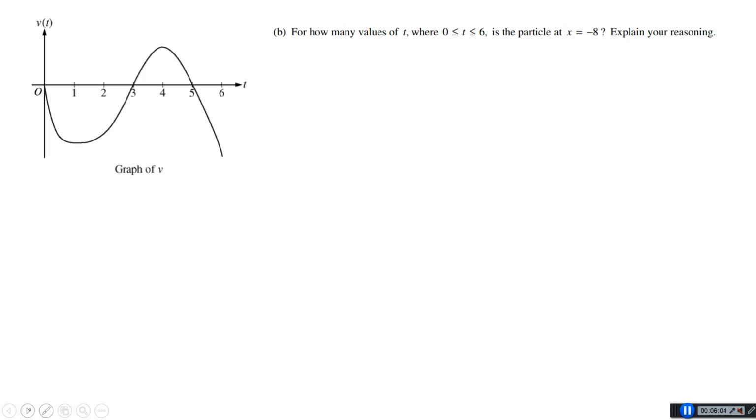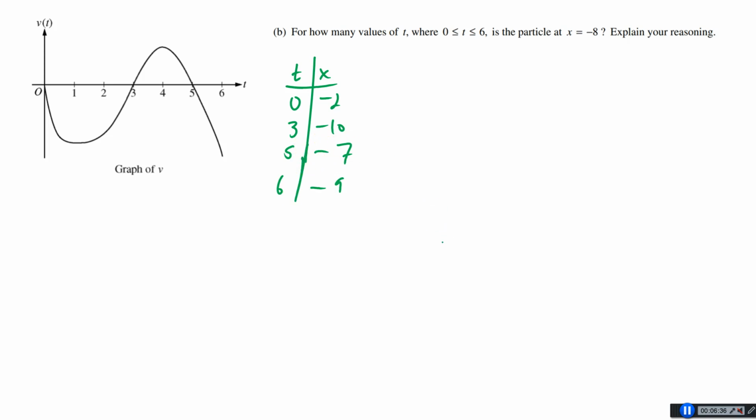For how many values of t, where 0 is less than or equal to t less than or equal to 6, is the particle at x equals negative 8? Okay, well, we know that it starts at, so I'm going to make my chart again here. We already made it on the last slide, but I'll make it again so we've got it here. Sorry, t and x is what I want. We said that at 0 it was at negative 2. At 3 it was at negative 10. At 5 it was at negative, what was it, 7? And then at 6 it was at negative 9.